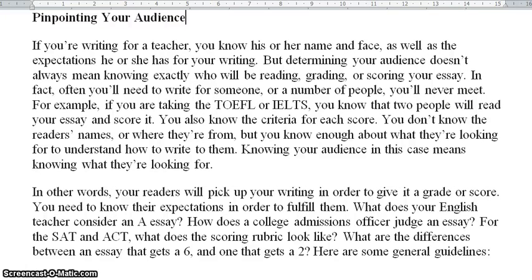Pinpointing your audience. If you're writing for a teacher, you know his or her name and face, as well as the expectations he or she has for your writing. But determining your audience doesn't always mean knowing exactly who will be reading, grading, or scoring your essay. In fact, often you'll need to write for someone or a number of people you'll never meet. For example, if you are taking the TOEFL or IELTS, you know that 2 people will read your essay and score it. You also know the criteria for each score. You don't know the readers' names or where they're from, but you know enough about what they're looking for to understand how to write to them. Knowing your audience in this case means knowing what they're looking for.